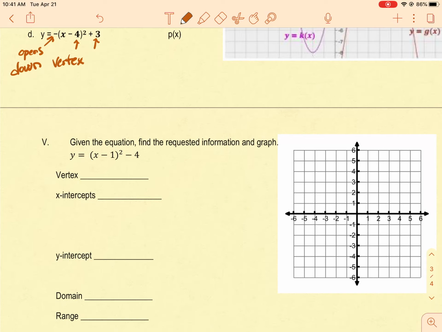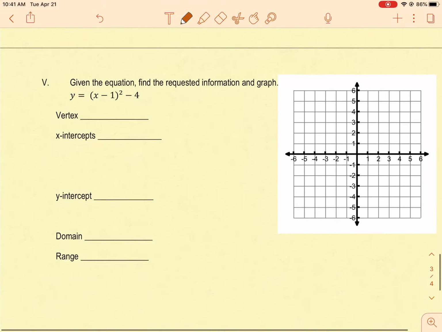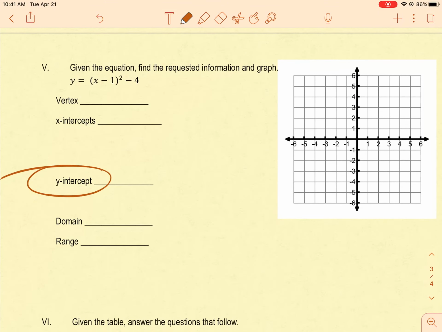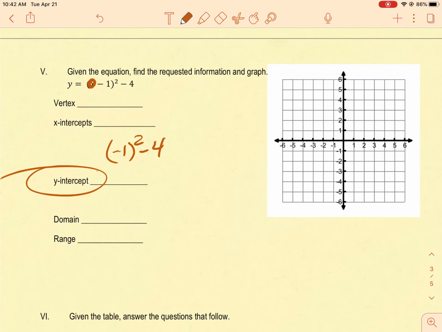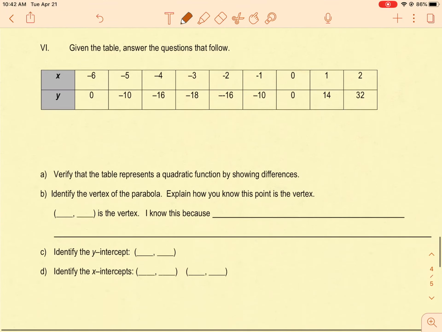I'm going to post the answer keys for the rest of these. Be sure to graph all of them, show the key points. One other helpful hint with y-intercepts, I've been noticing mistakes, is all you do is put 0 in for x. So if I put a 0 right here, I'm getting 0 minus 1, which is negative 1, squared, minus 4. Negative 1 squared is 1. 1 minus 4 is negative 3. So (0, negative 3) is going to be the y-intercept there.